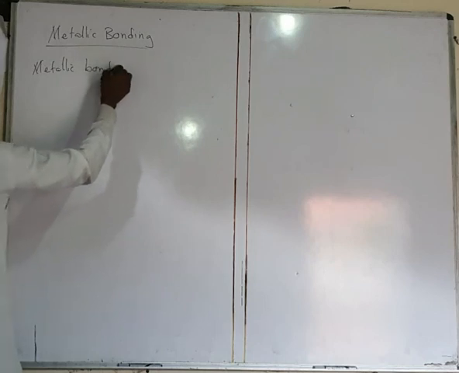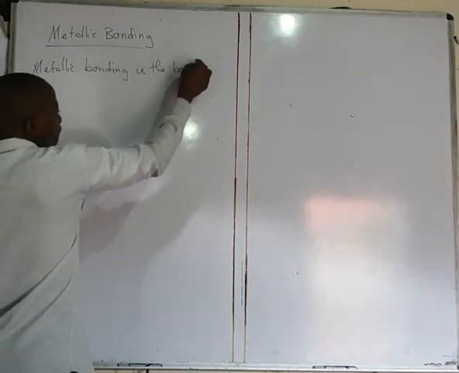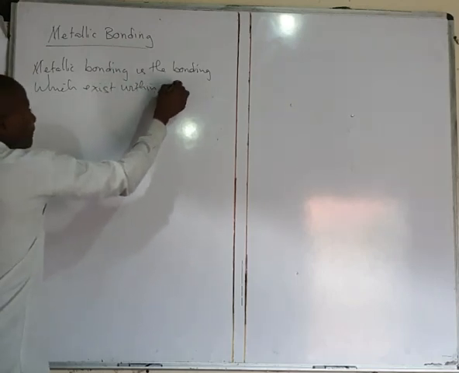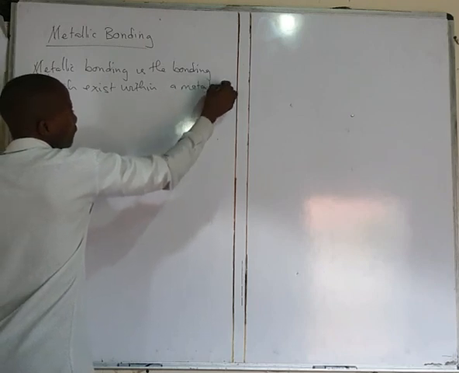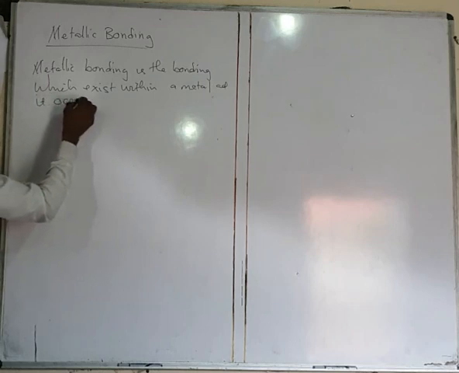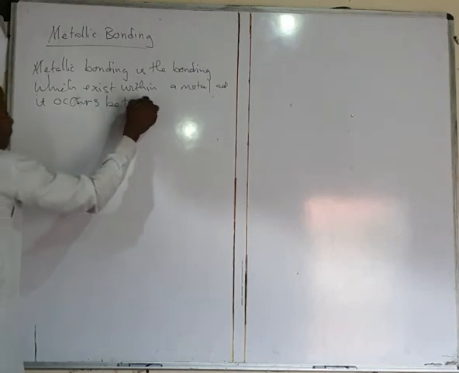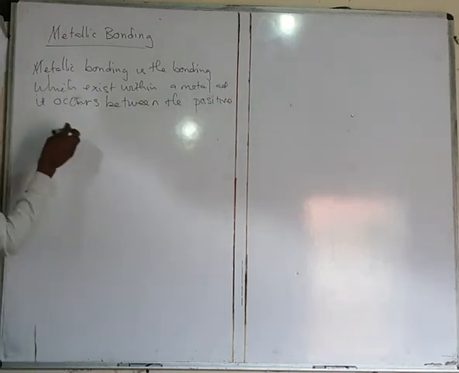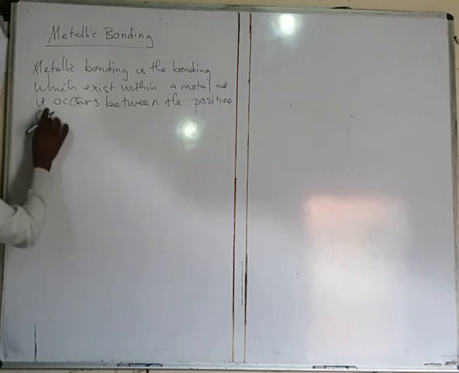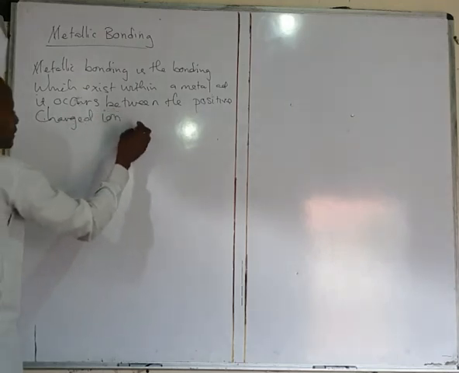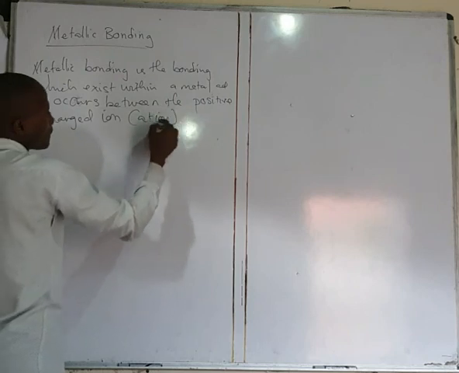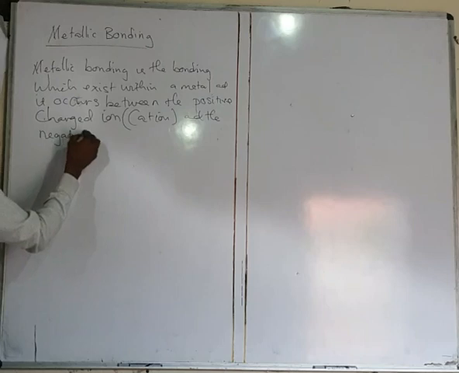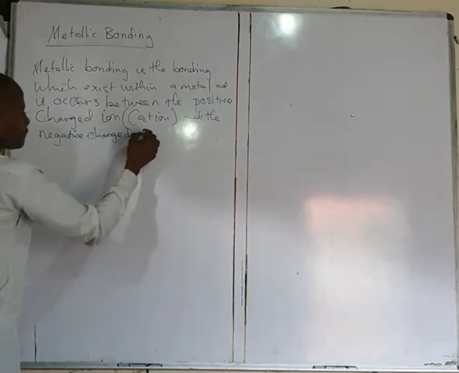So metallic bonding is the bonding which exists within a metal and it occurs between the positive charged cations, so the positive charged ions, which are called cations, and the negative charged electrons. Electrons are negatively charged.